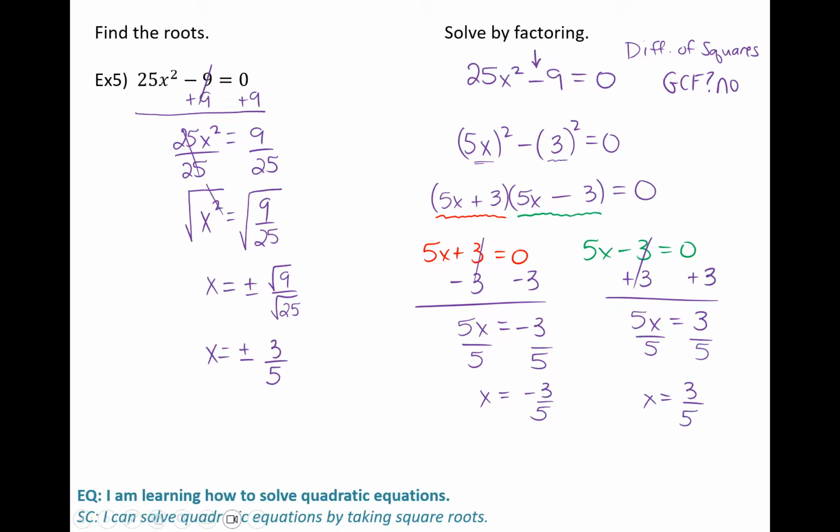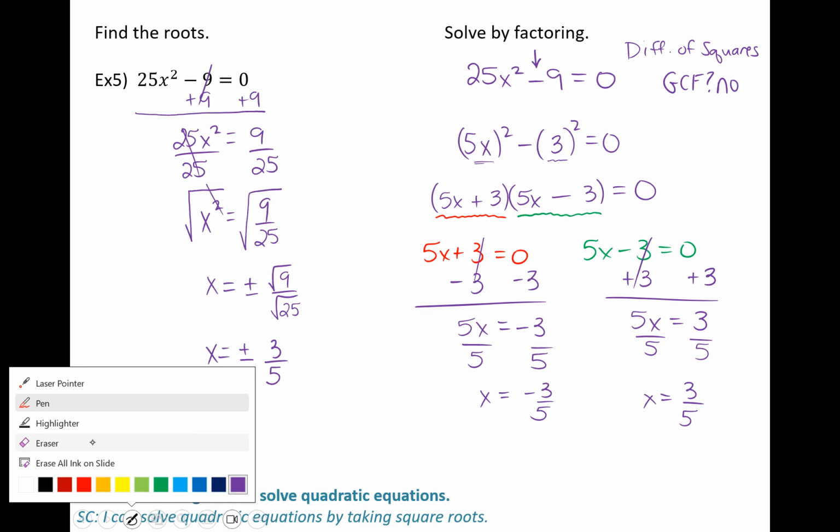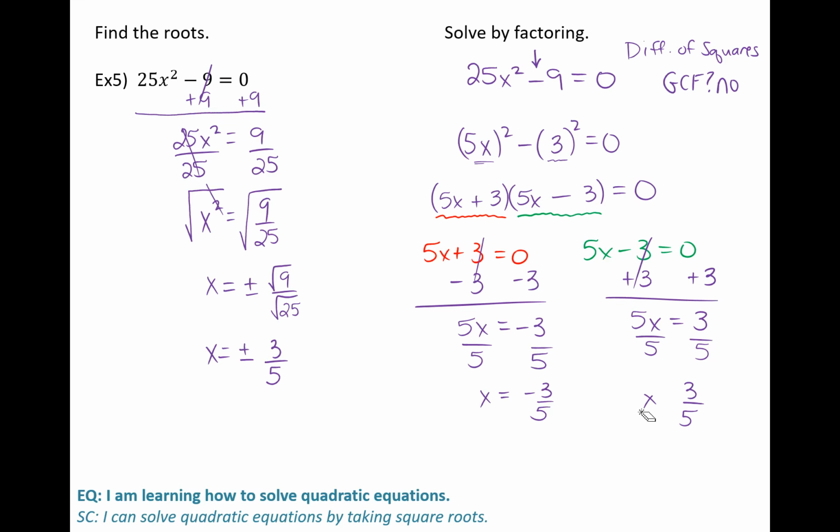So you can actually solve this one either way. The only reason to solve it one way or the other at this point is if you're asked to solve by factoring, then you would do difference of squares. If you're asked to take a square root, then you would do it like we did at first. So it just depends on what you're asked to do. And then when you're on your own, you can just do whichever way you prefer. And I believe that is our last example.